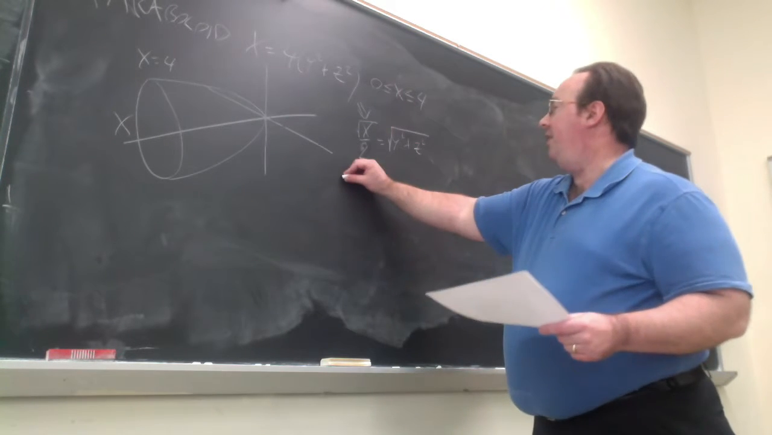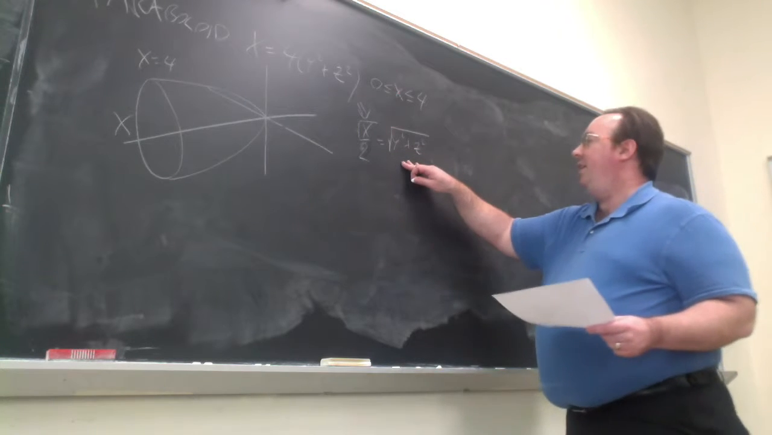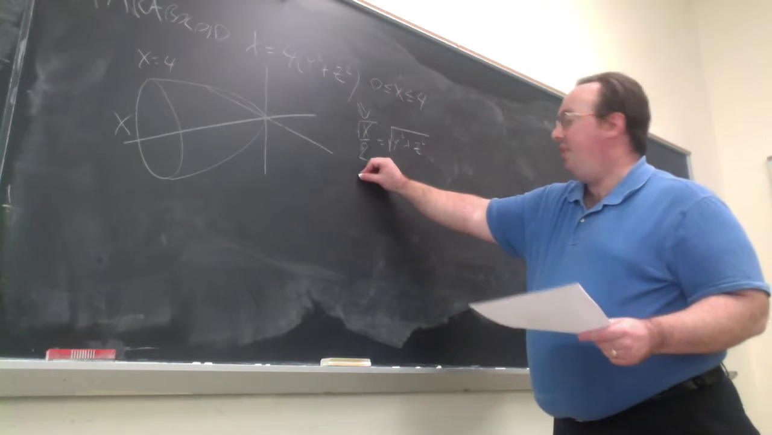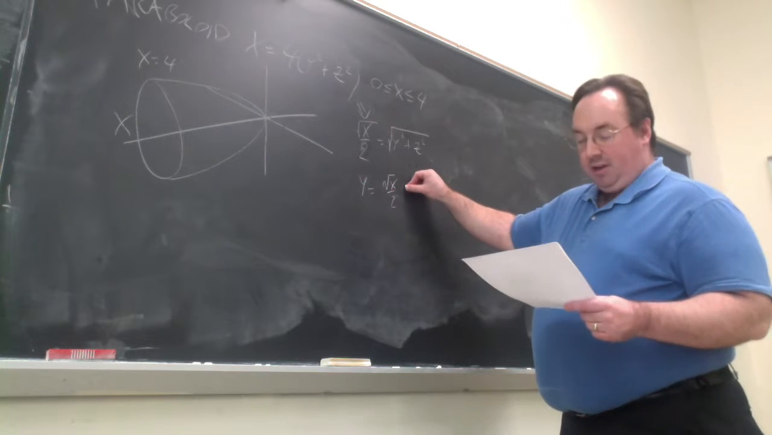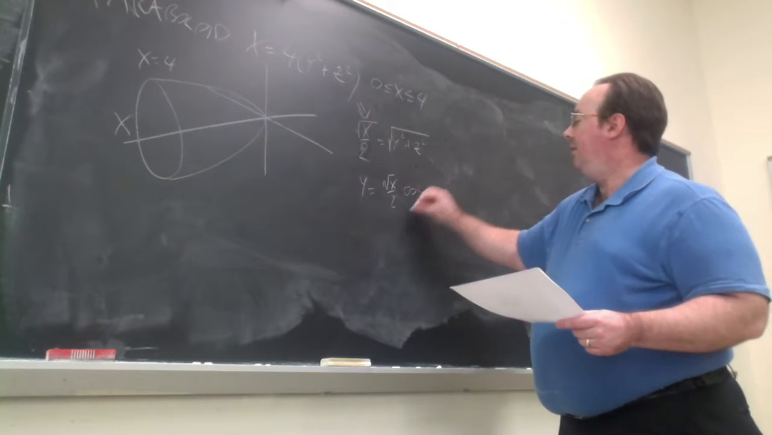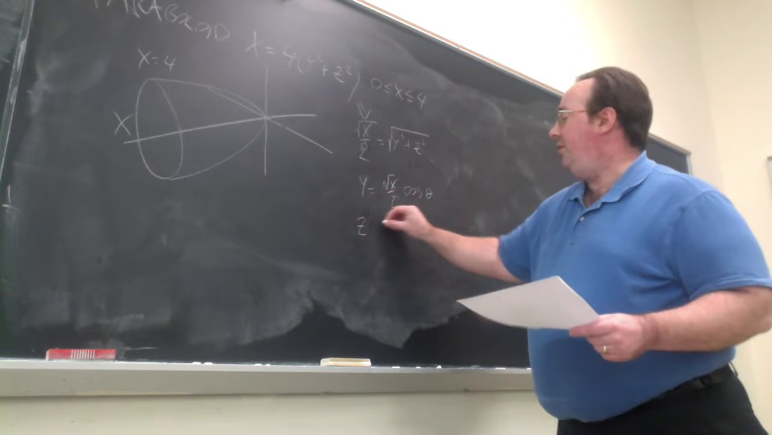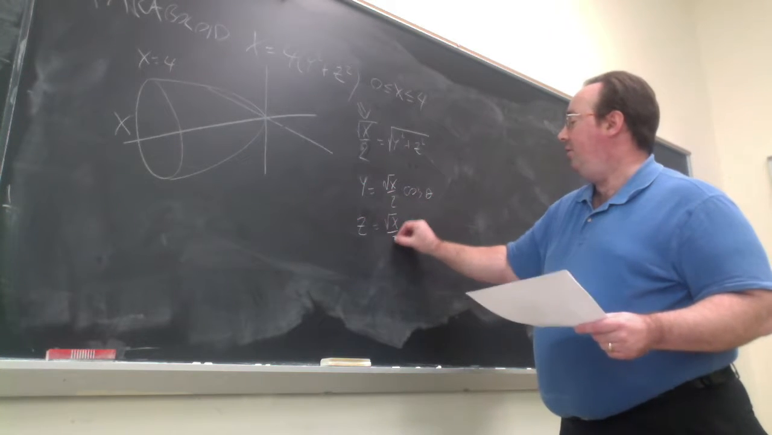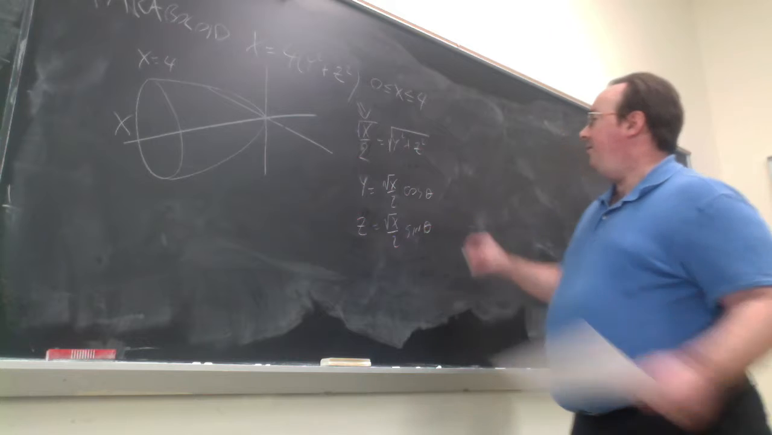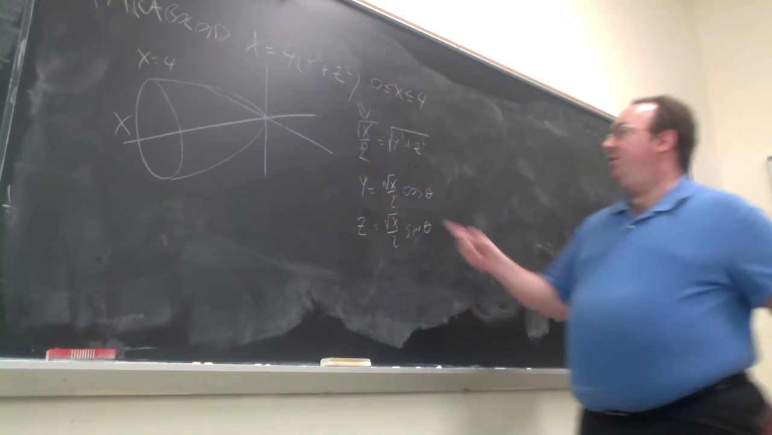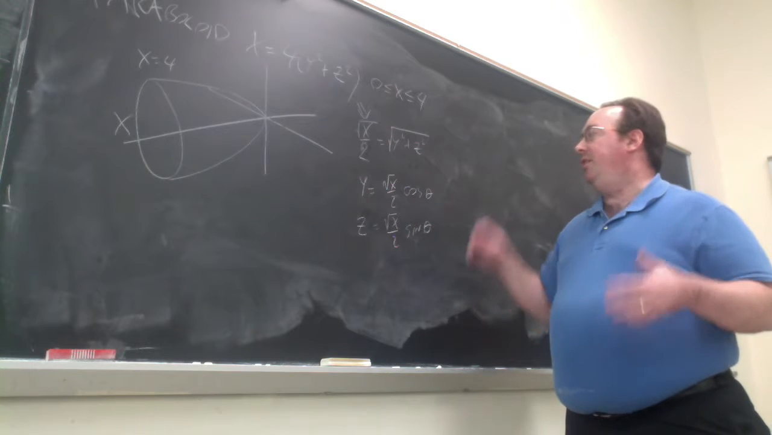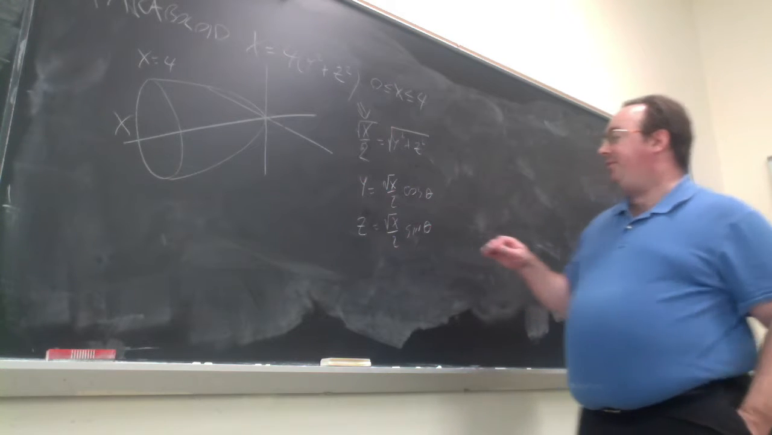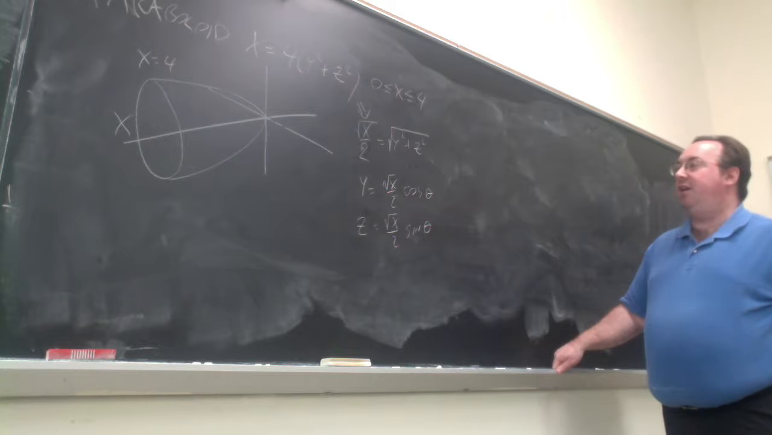So you could say y is equal to square root of x over 2 cosine theta. Z is equal to square root of x over 2 sine theta. So if you're able to express one of your variables using a sum of squares of the other two, then those other two you can treat using polar coordinates.